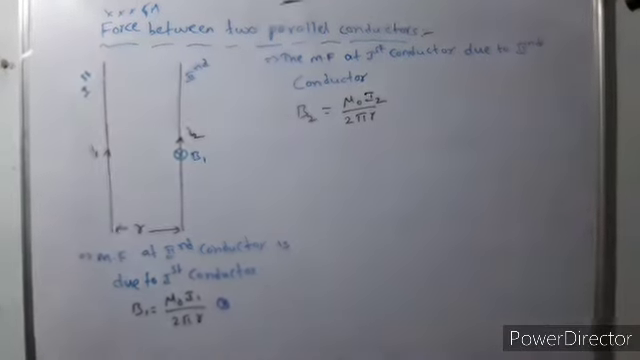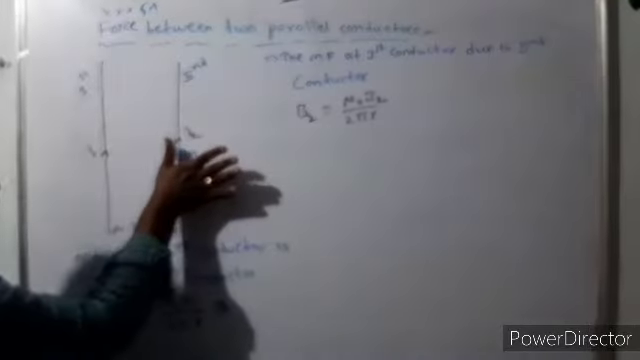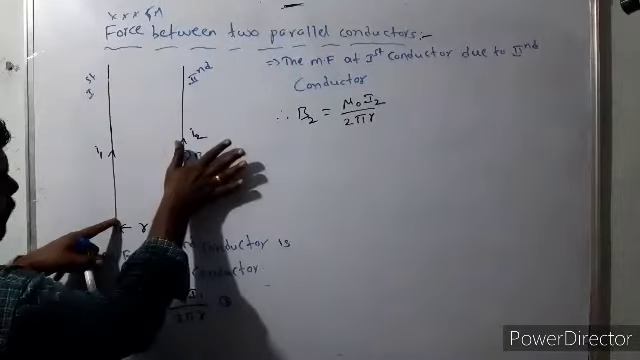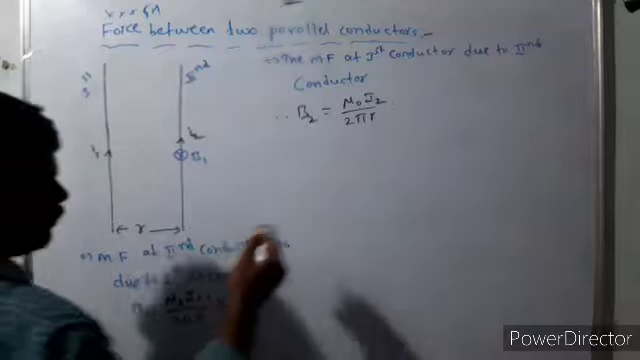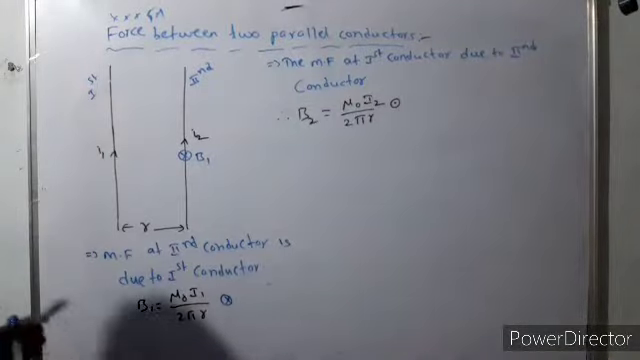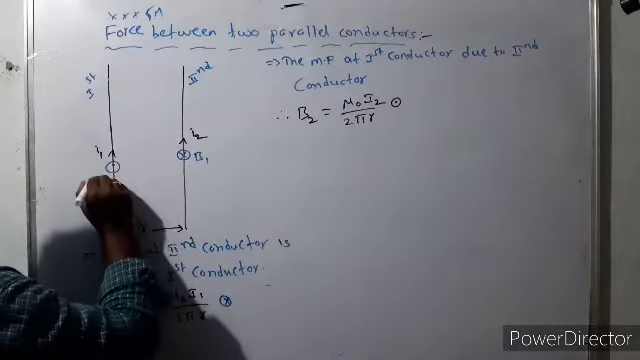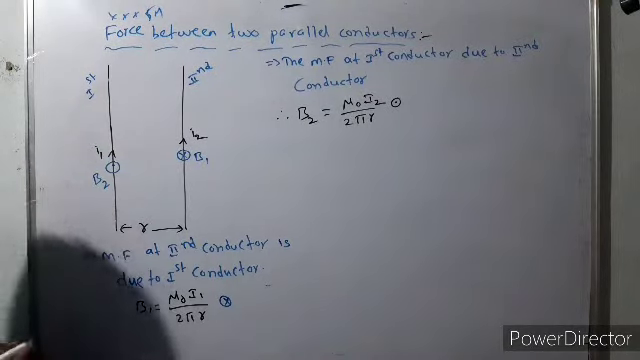Now the direction of B2: B2 is the magnetic field due to the second conductor. Put the thumb in the direction of current I2 in the second conductor. Now fold the fingers; the first conductor is on this side. So the magnetic field B2 is outwards. At the first conductor there is a magnetic field due to the second conductor, which is B2, and its direction is outwards.